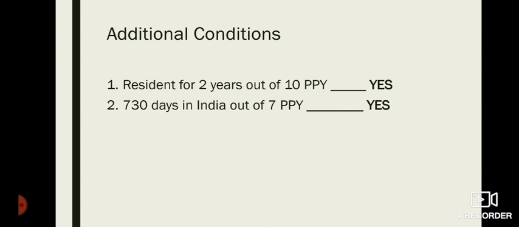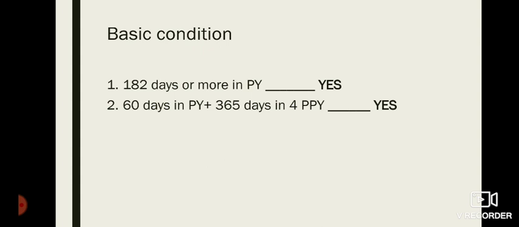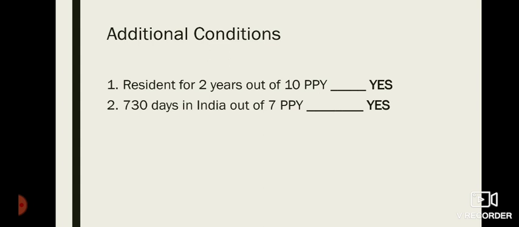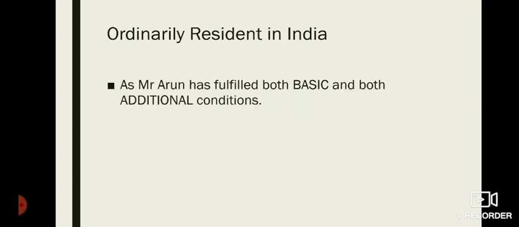Second, 730 days in 7 preceding previous years. This also he has fulfilled, because only in the previous year has he left India for the first time. In all the other years he was in India itself. So he stayed in India for more than 730 days out of the 7 preceding previous years. Now Mr. Arun has fulfilled both the basic conditions and both the additional conditions. That means he is known as ordinarily resident in India.